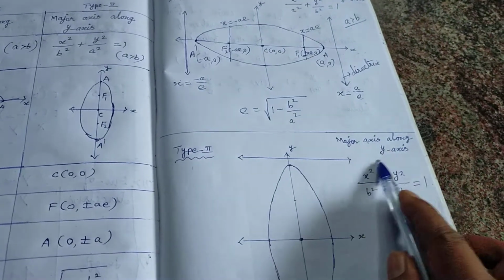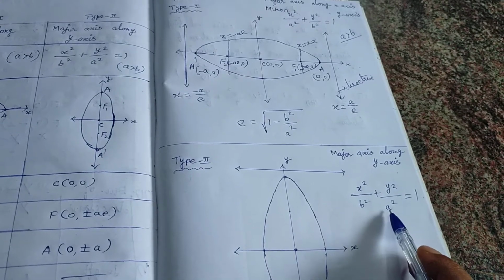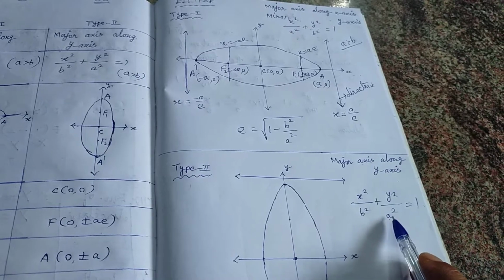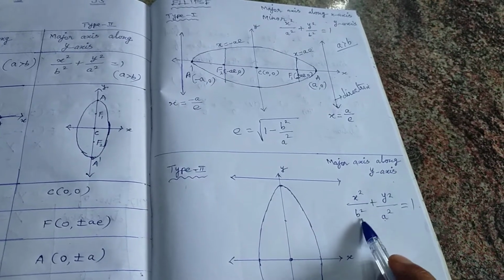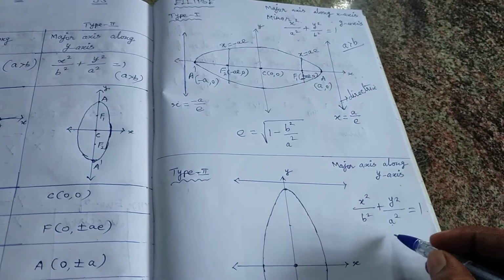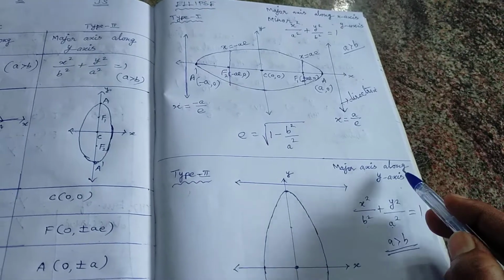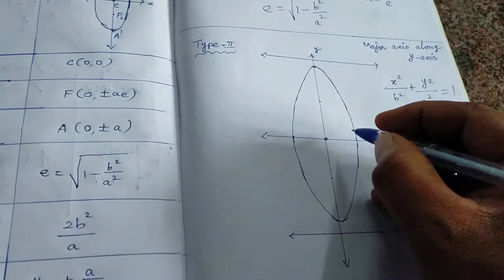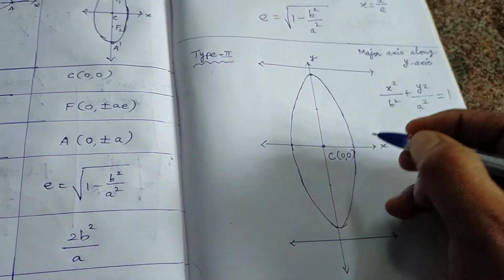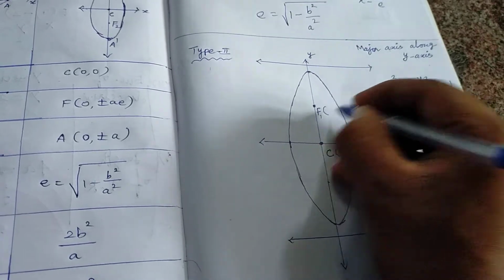Major axis along the y-axis. Look at children, in the ellipse the a value is big, isn't it children? This value is large compared to this value, so this value is called a. A is greater than b. So the major axis is along the y-axis. All the points lie on the y-axis. This is the center. Center value is 0, 0. This point is the focus. This is F1.